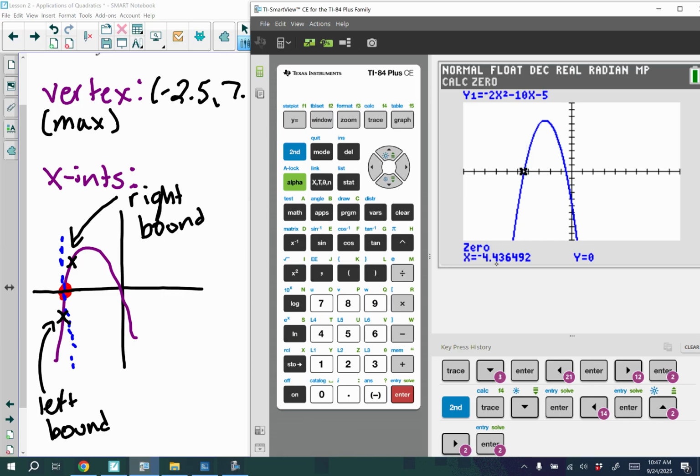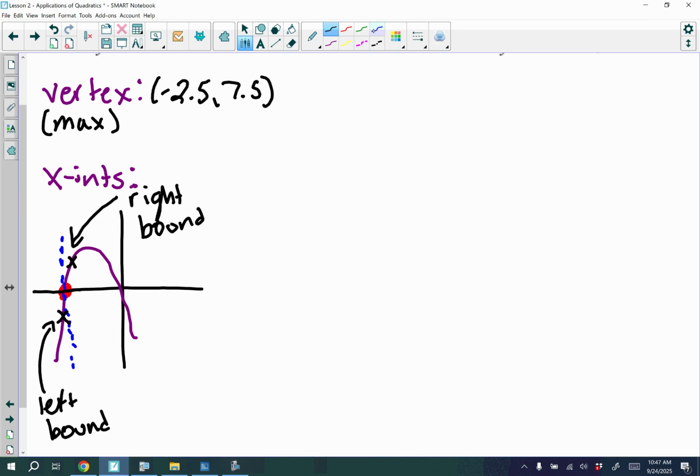So we have x. Here, for our sake, we'll just round to 2 decimal places. And remember, for your x-intercept, the y should always be 0. So we have negative 4.44 as our answer.